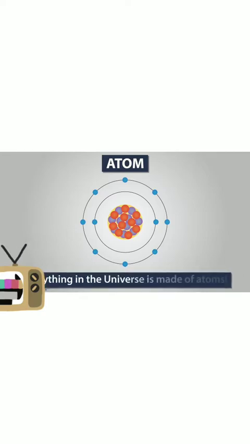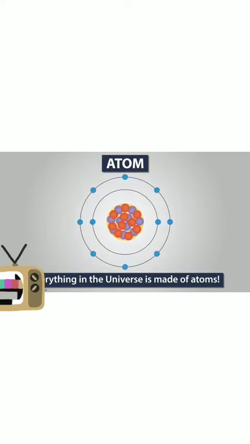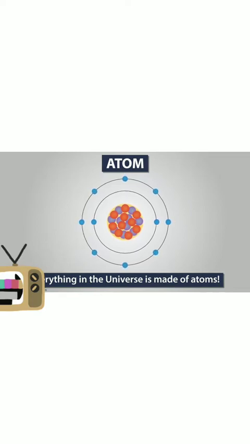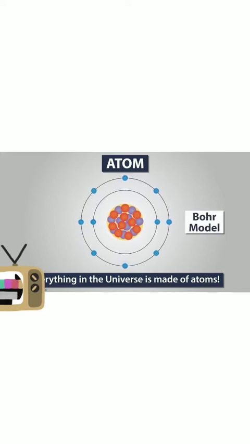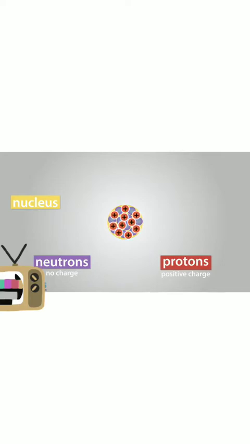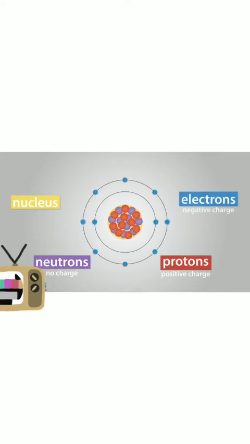If you look around us, everything in the universe is made up of atoms, and in an atom we have a nucleus. What does this nucleus consist of? It consists of neutrons and protons. This model is given by Bohr, right? In the nucleus you have neutrons and protons. Neutrons have no charge and protons have a positive charge, and the electrons revolve around the nucleus.